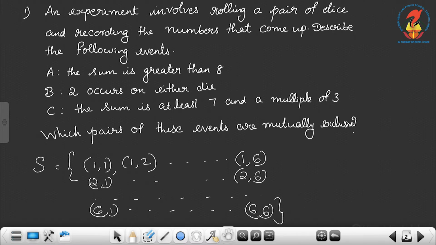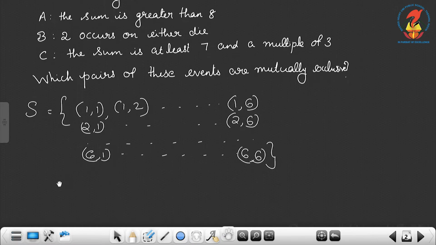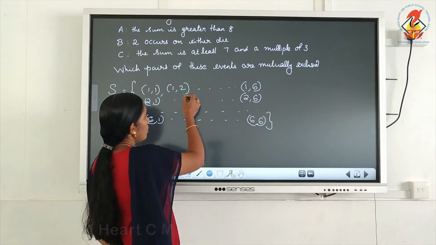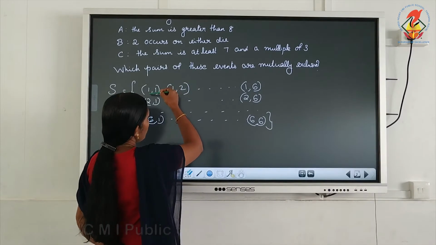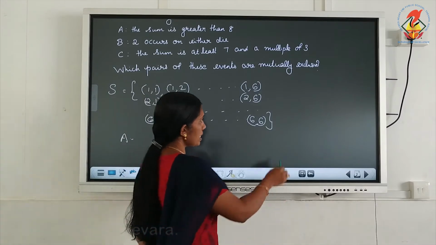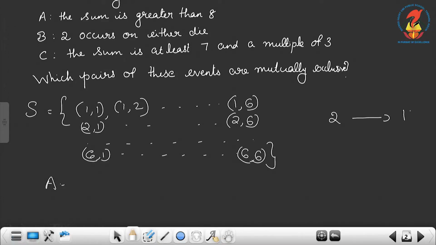Now what is A? A means the sum is greater than 8. So we have to find the sum. For the first ordered pair, what is the sum? 1 plus 1 is equal to 2. Then 1 plus 2 is 3, like that. So the minimum is 2. What is the maximum value? 6 plus 6 is 12. So the sum ranges from 2 to 12. Now A is the event, the sum is greater than 8. So sum greater than 8 means we have to consider 9, 10, 11 and 12.